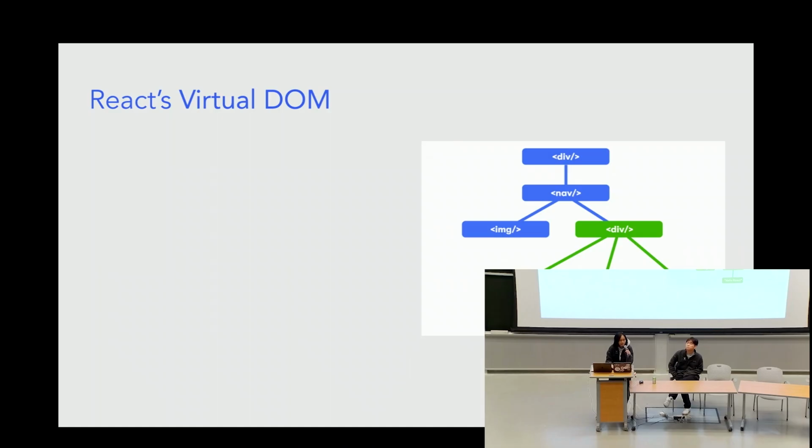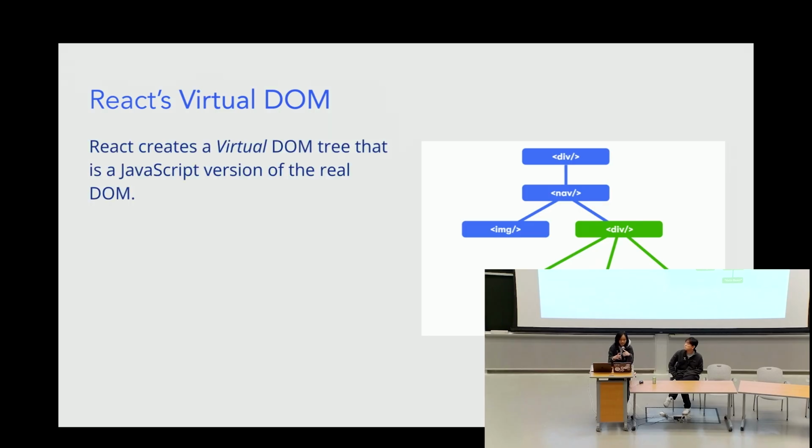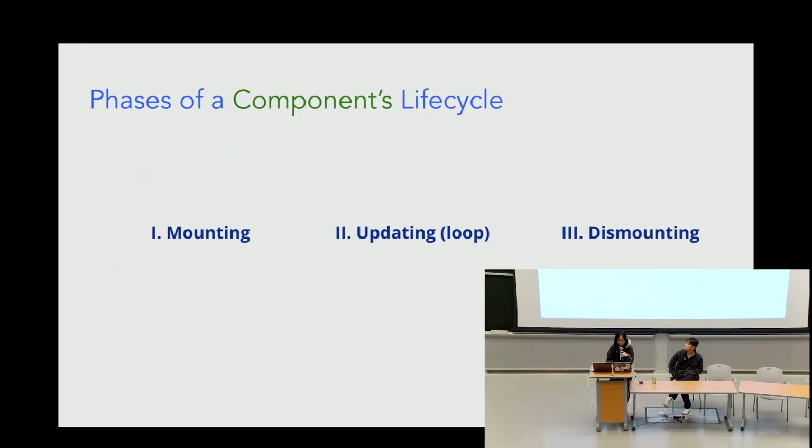Having an understanding of the DOM is important because then we get into the React virtual DOM. Now, the React virtual DOM is a JavaScript version of the real DOM. We need to maintain this because it goes into our component lifecycle. So here are the 3 phases of a component lifecycle that we talked about yesterday. The first is mounting, the second is updating, and third is dismount.